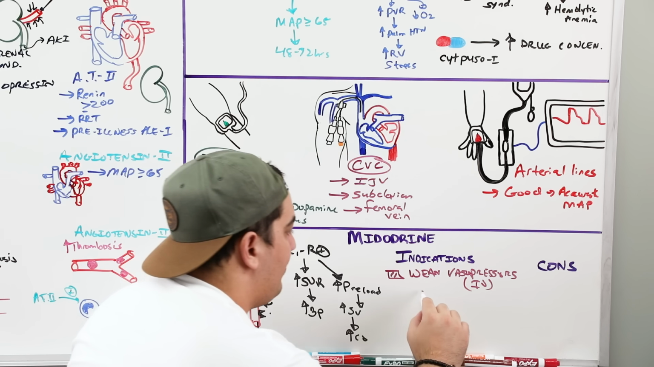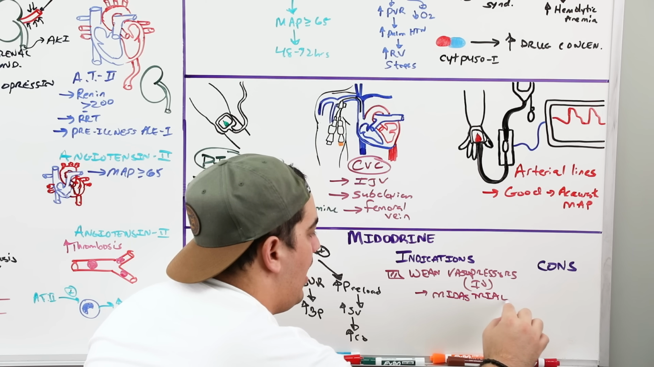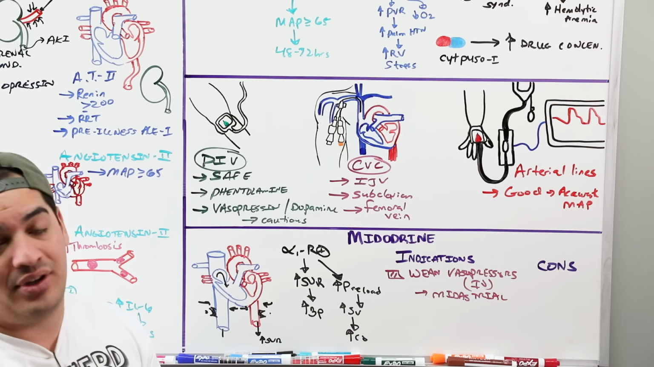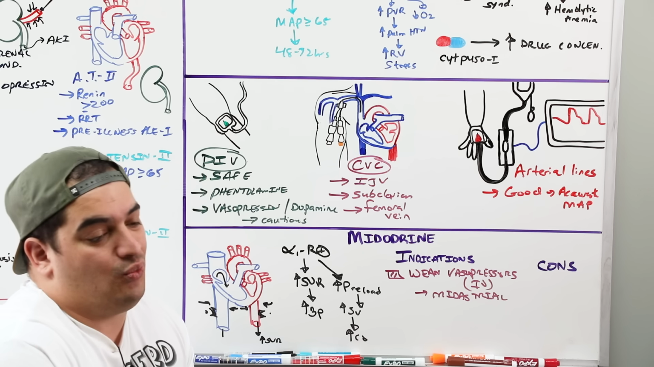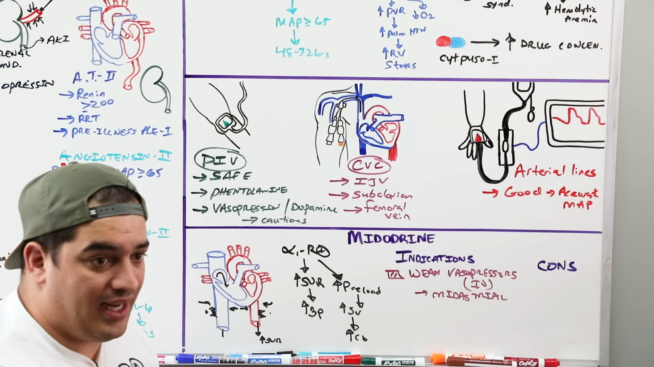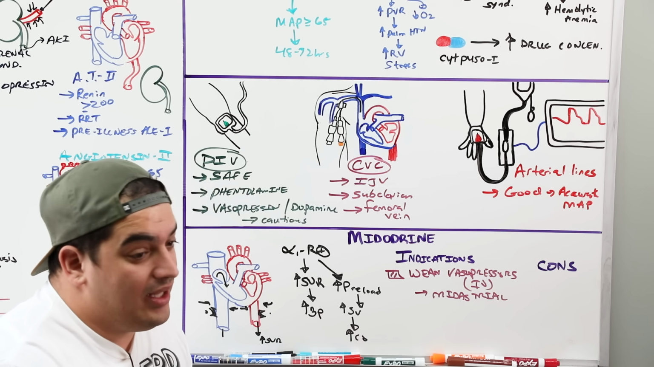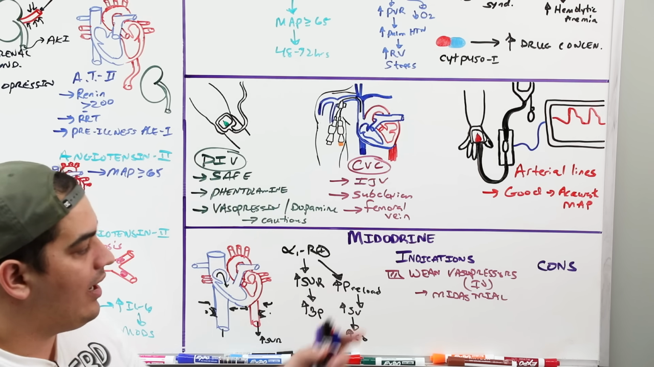There is a trial called the MIDAS trial, and the MIDAS trial said that using Midodrine to wean off vasopressors is not actually that effective. We still utilize it though, because it does have this alpha-1 agonistic activity. Again, the data says it's not really that great at weaning vasopressors, but we still utilize it in that manner.